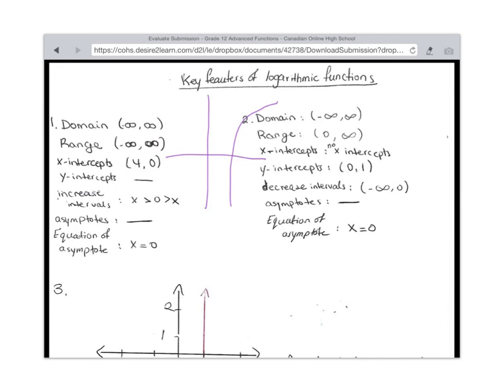Hi, Aya. I just wanted to go over some corrections for you on this assignment. This is assignment 1 from Unit 3, Key Features of Log Functions. For question 1, I've just sketched the graph to the right of your answers.